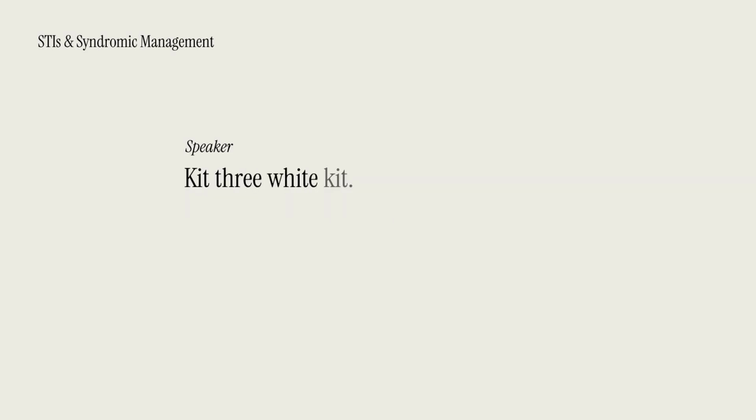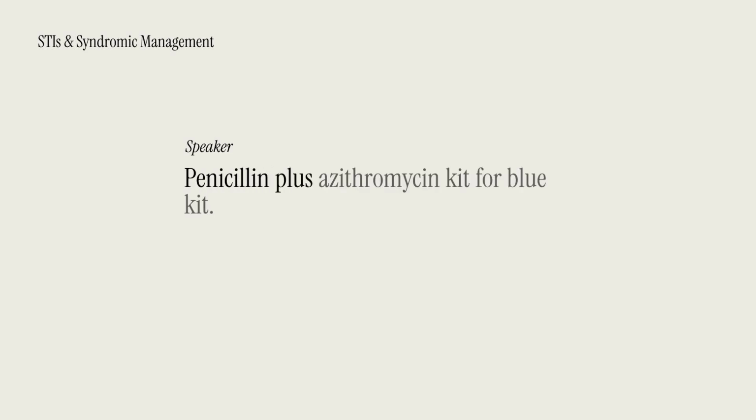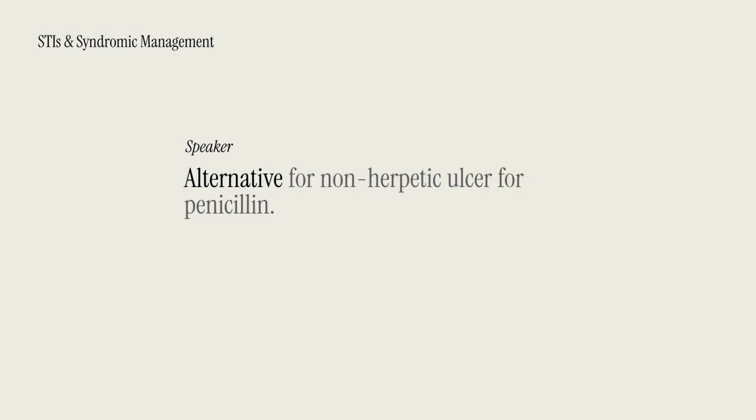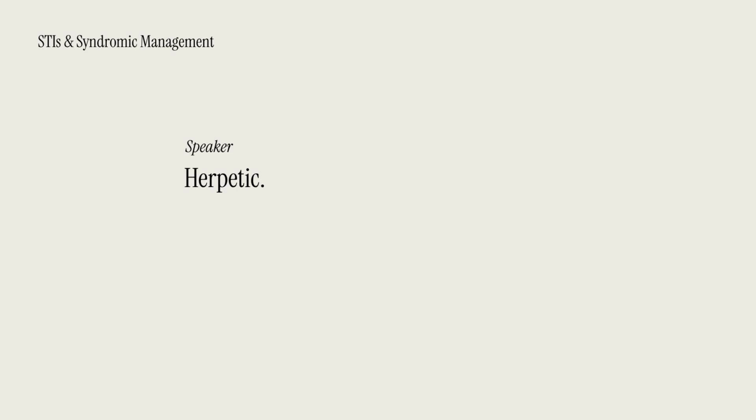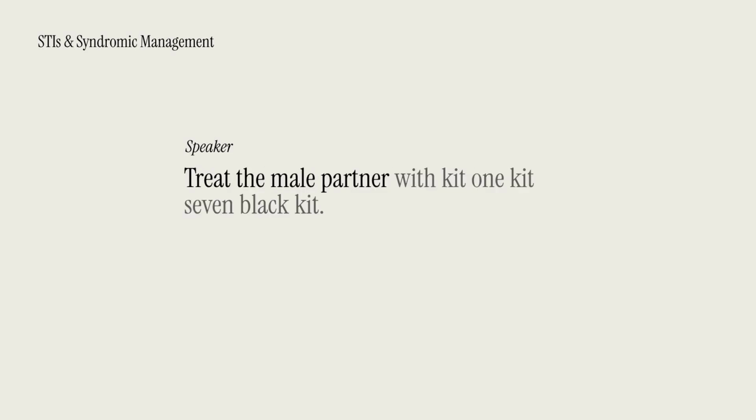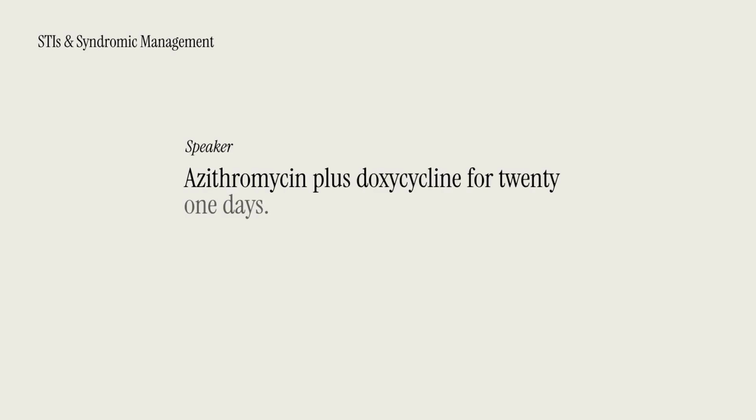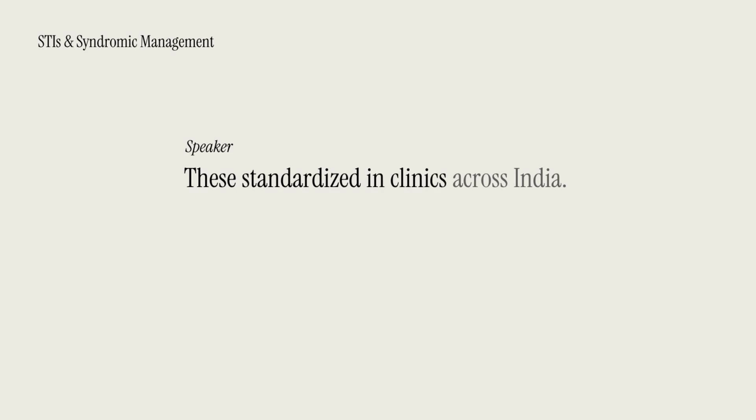Kit 3, white kit: genital ulcer, non-herpetic, benzathine penicillin plus azithromycin. Kit 4, blue kit: non-penicillin alternative for non-herpetic ulcer for penicillin allergy. Kit 5, red kit: genital ulcer, herpetic, acyclovir based. Kit 6, yellow kit: lower abdominal pain, pelvic inflammatory disease regimen; treat the male partner with Kit 1. Kit 7, black kit: inguinal bubo, azithromycin plus doxycycline for 21 days. These standardize in Suraksha clinics across India.